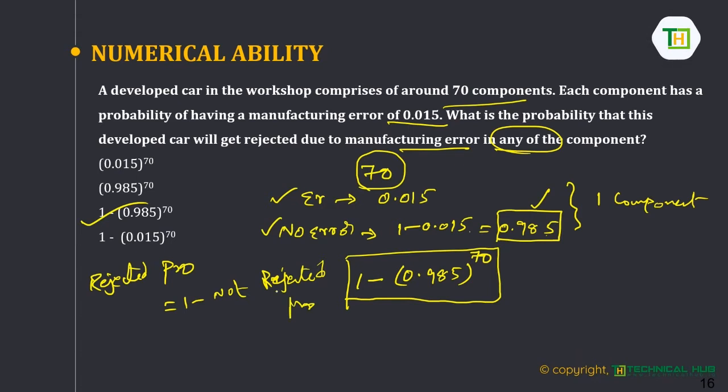Okay. Not rejected probability is this one, 1 minus, that is rejected probability.